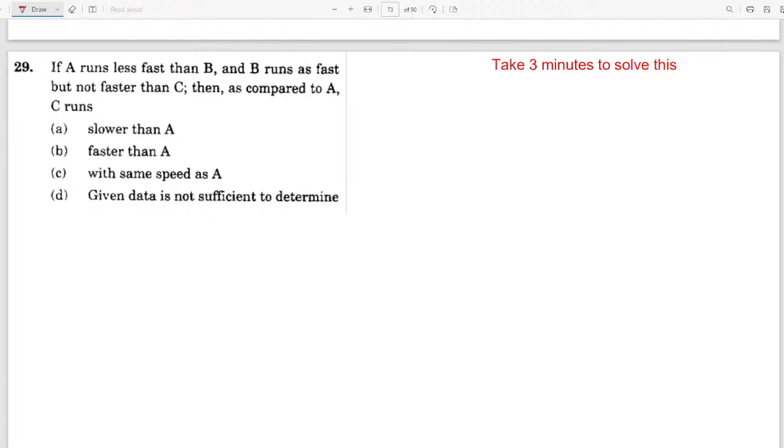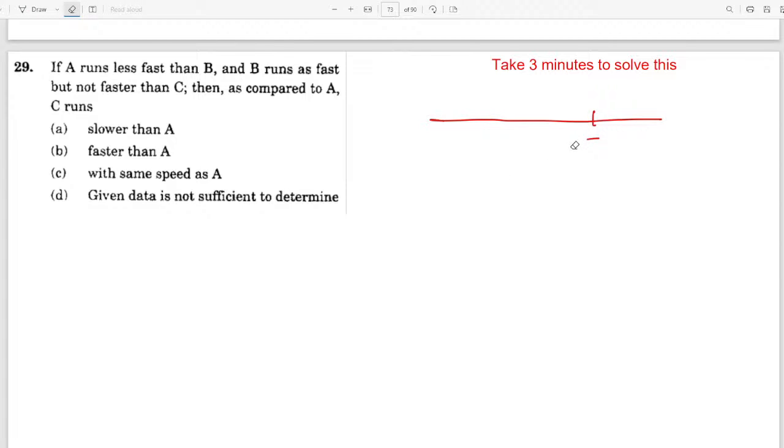It's time. Most of them have got option B, and we'll see how to go about this. Most of them have got it correctly. They're saying that A runs faster than B, so I'll just draw a number line. They're saying that A runs faster than B, and B runs as fast but not faster than C. Oh, sorry.